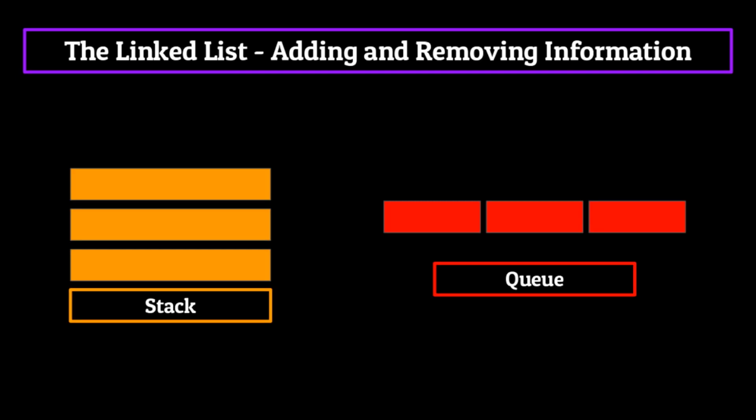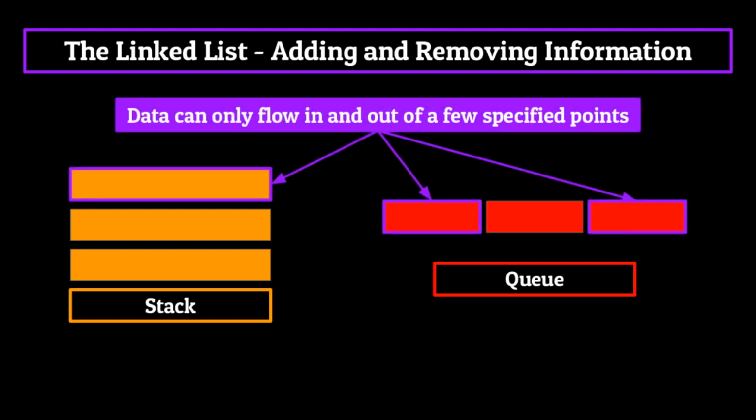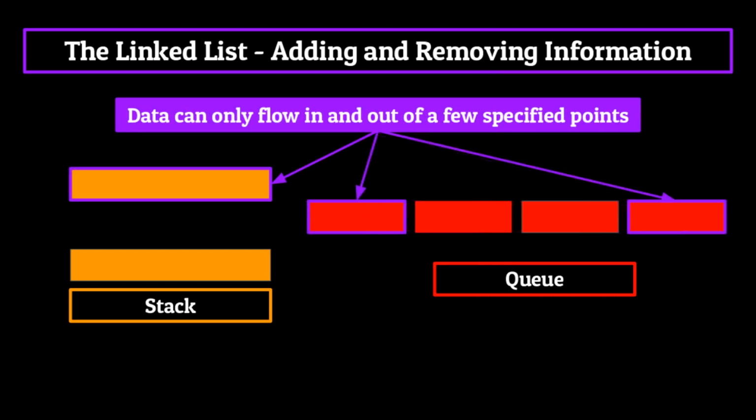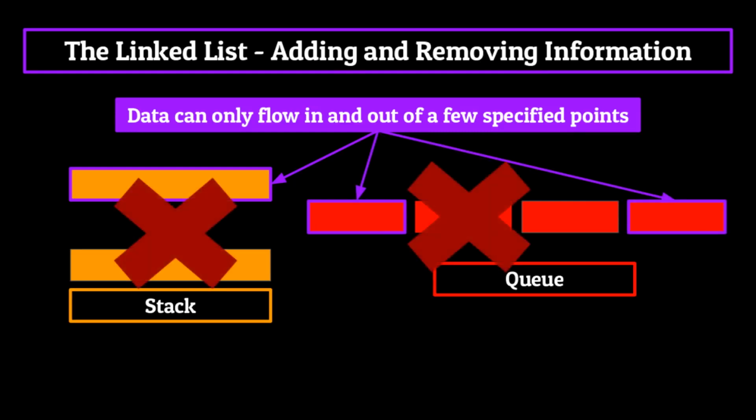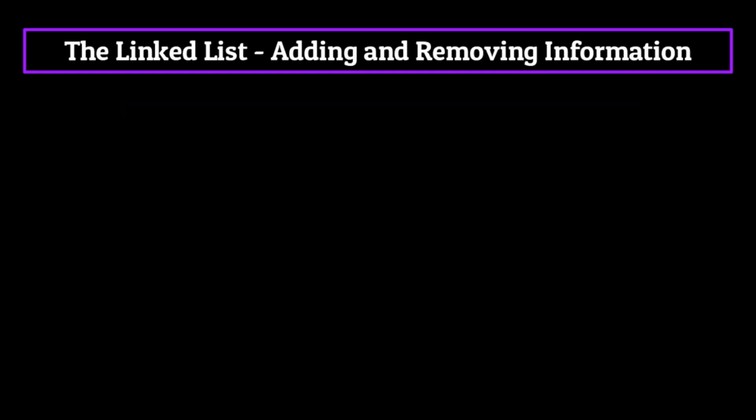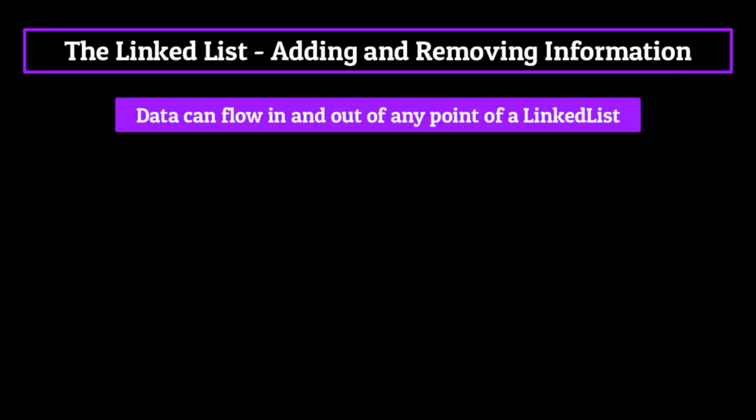With a stack or a queue, we weren't actually able to do this because the data could only flow in and out of a few specified points. This made it so we couldn't remove an element from the middle of the stack or jam an element in the center of a queue. The way that they're structured just didn't allow for this. Using linked lists, however, we can easily remove elements from the middle or jam elements in the center, and so today we'll be covering the different methods used to do so.